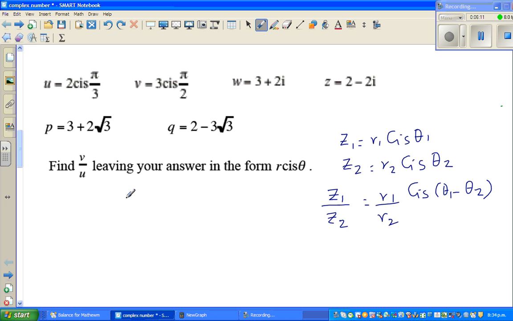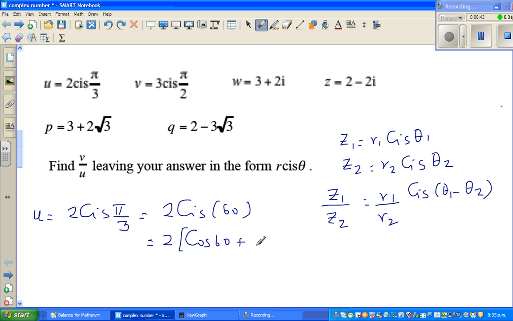Okay, now to explain this, let me write my u. What's u? U is 2 cis pi by 3, where pi is 180. This is in radians, so I like to think in degrees first. So this is 2 cis 60. Now this cis is an abbreviation for 2 times cos 60 plus i sin 60. As mathematicians are lazy, they like to write abbreviations. I'll explain this later.